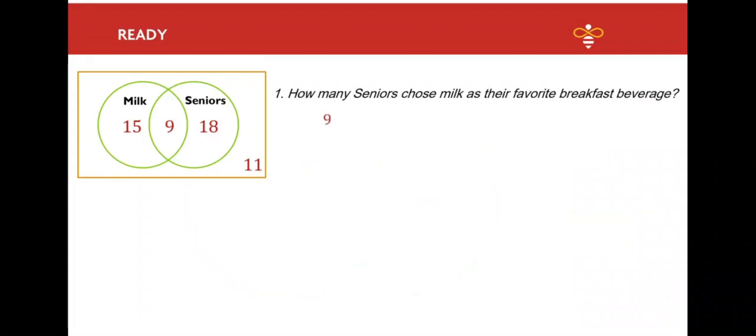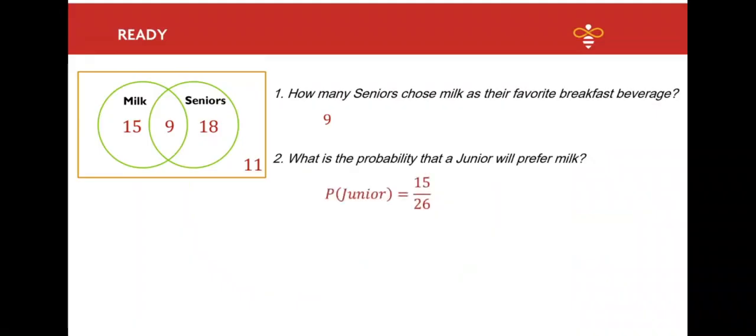The answer would be 9. It is the region that is overlapped by both milk and seniors. What is the probability that a junior will prefer milk? This is a conditional probability. They're asking, given a person is a junior, what is the probability that they will choose milk as their favorite beverage? In probability notation, that looks like this.